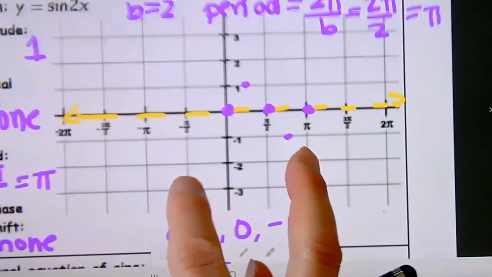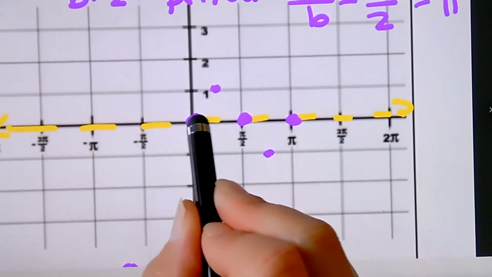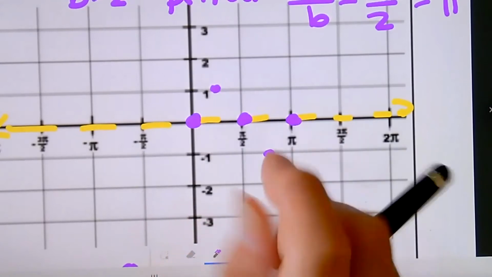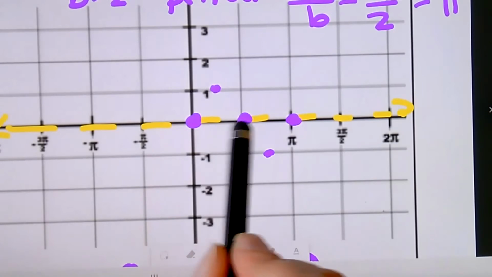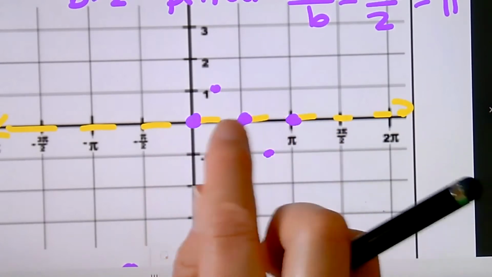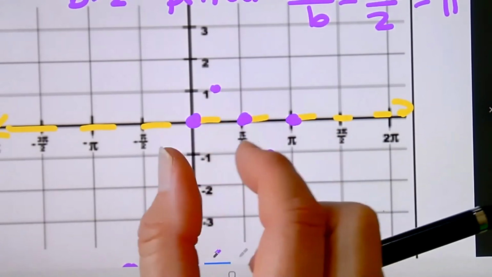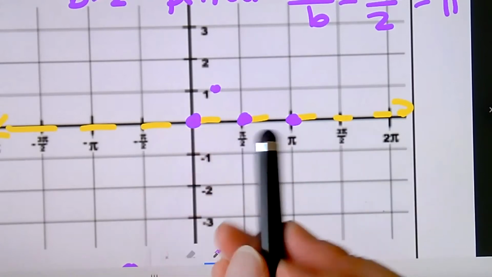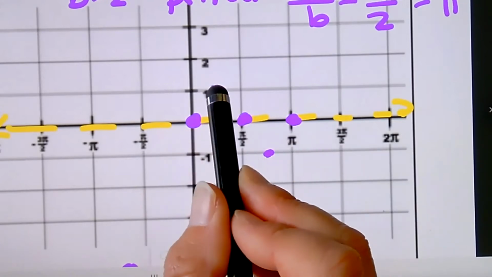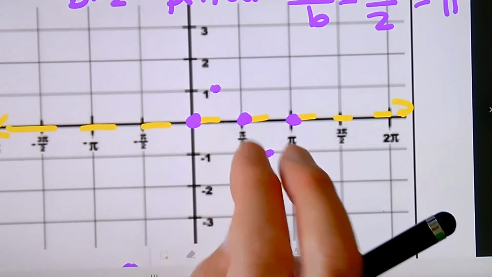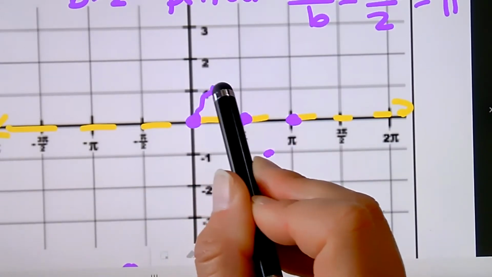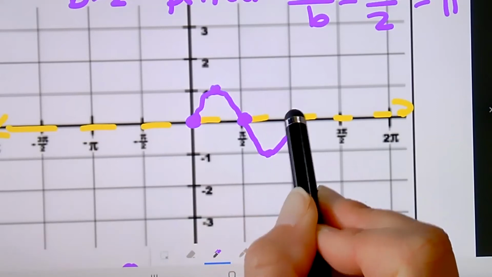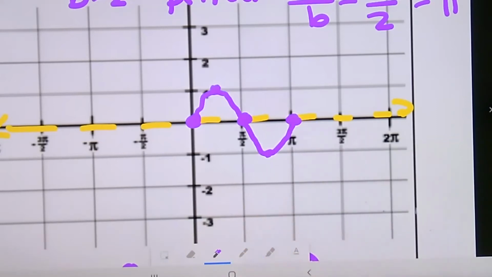Let me just kind of zoom in. So I went 0 and pi. Halfway in between at pi halves, but I don't even care if we know what that is. Halfway in between is 0. Halfway in between those, which would be a pi fourth, but again, I don't really care. It's 1. Halfway in between these is negative 1. And we're going to graph it. And that's our graph.